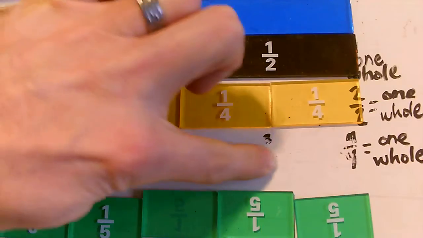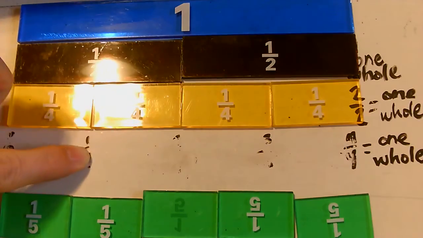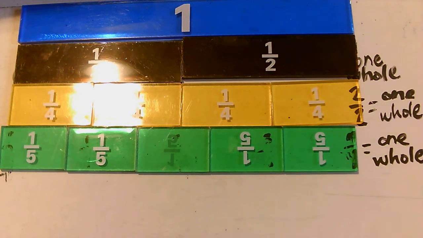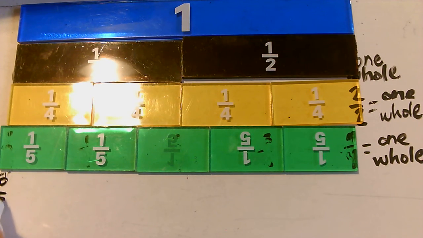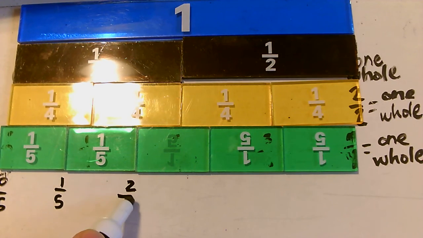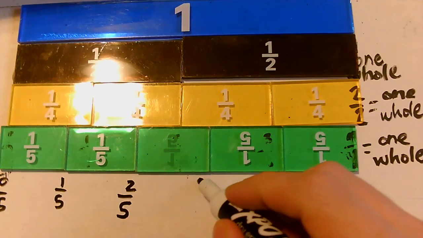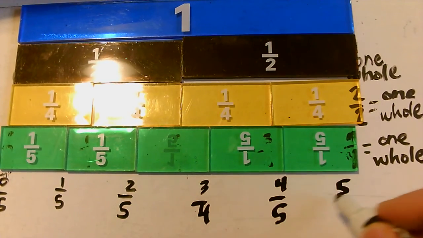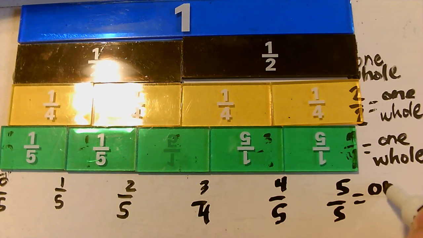Why don't I erase this so it's easier to understand? And once again, then I would label them. Well, at the beginning of my number line, I have 0/5. Then I have 1/5 of the way done, 2/5, 3/5, 4/5, and 5/5 equals 1 whole.